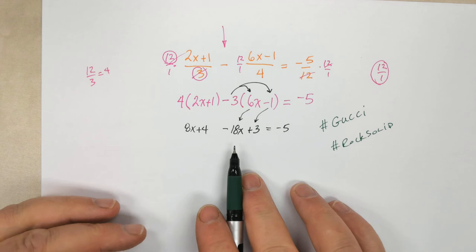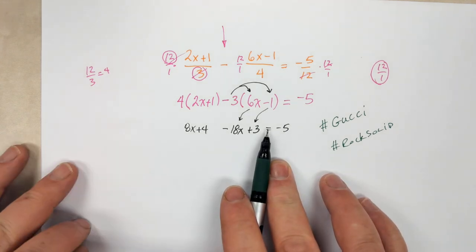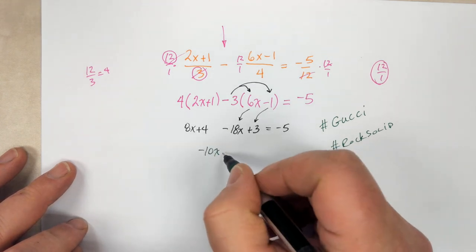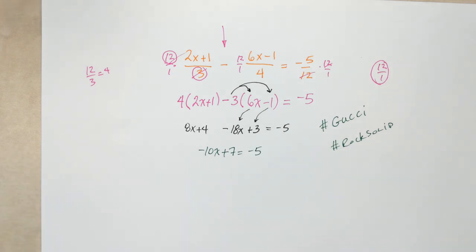Okay, so now we have to put these together. They're on the same side of the equal sign, right? They're both on the left. So we're just going to combine like terms. So that's going to be negative 10x, and then plus 7 equals negative 5.